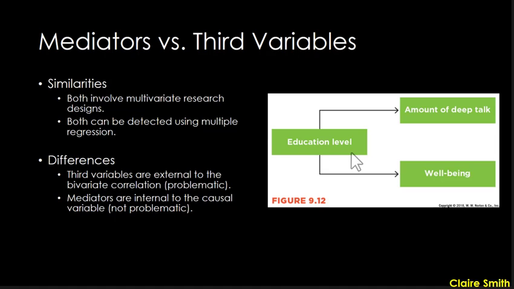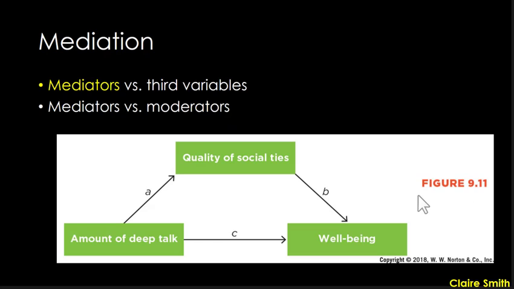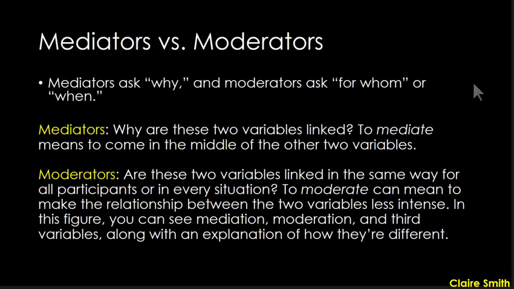But a third variable, such as education level, could be accounting for an increased amount of deep talk and an increased amount of well-being, right? So if we have a third variable, these two actually aren't correlated at all. In the third variable problem, one thing is leading to both, which makes it seem like there's an association between these two, when in fact there's not. Whereas with a mediator, there is an association between these two, but it's explaining how that association is happening.